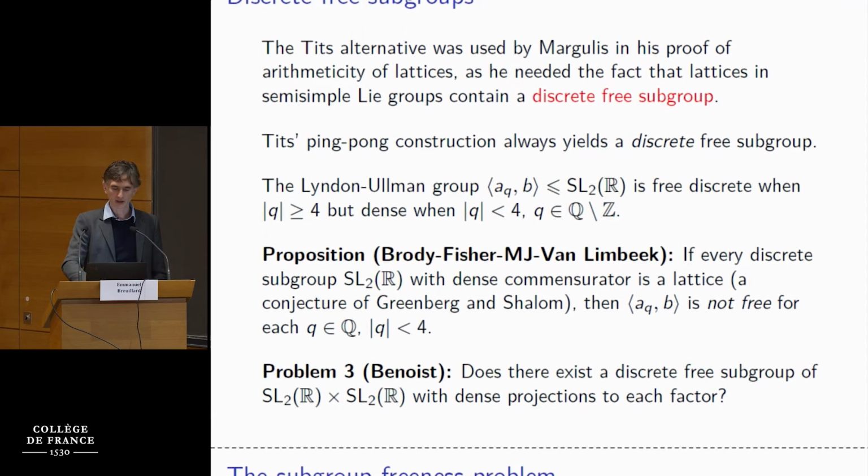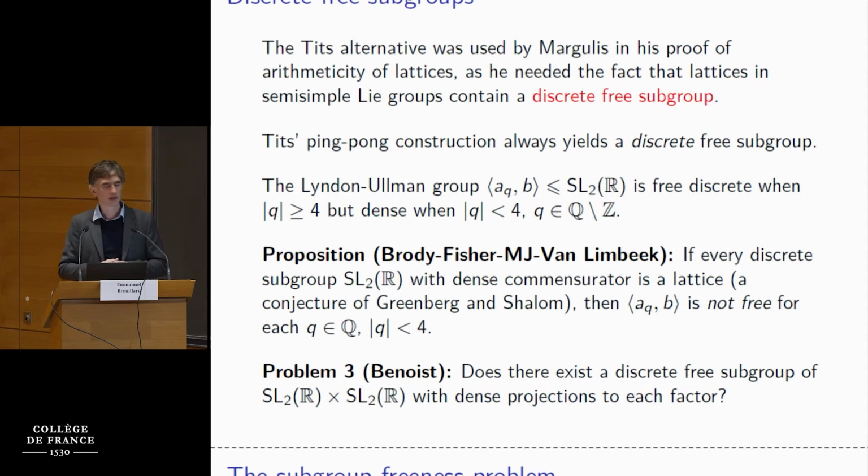Okay, I'll just mention at this point an interesting recent development in this question, which relates the Lyndon-Ullman problem to another conjecture in discrete groups, which is a kind of generalization of Margulis' arithmeticity theorem. It is a conjecture of Greenberg and Shalom: a discrete subgroup of a semi-simple Lie group with dense commensurator, is it a lattice? So Margulis tells us that if you already have a lattice and it has dense commensurator, then it has to be arithmetic.